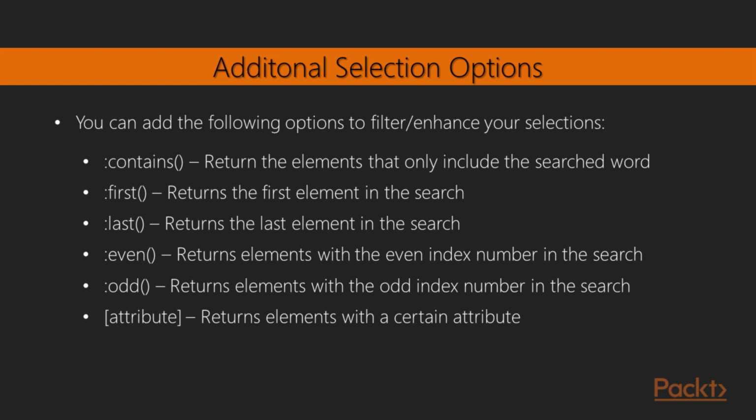First is very straightforward. It gives you the first element that it encounters on the search. Last will give you the last element that it came across. Even will return all the elements that have the even index number within the search. That's if it's a 2, 4, 6 in the array, that's the ones that it'll give you back. And on the opposite side of that, you have odd, which will return the odd index numbers. And then you can also look for a particular attribute, or certain elements or classes or even IDs that have a certain attribute attached to them.